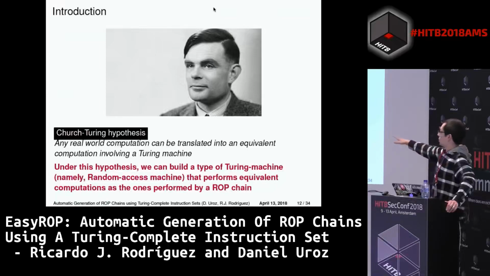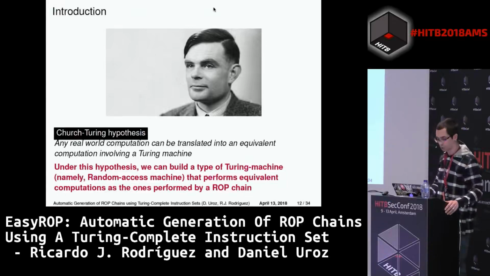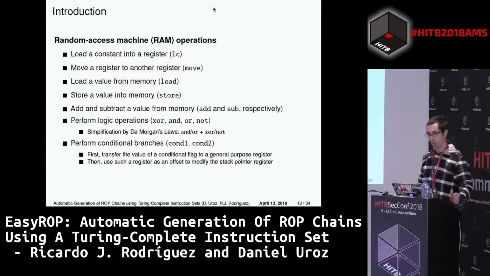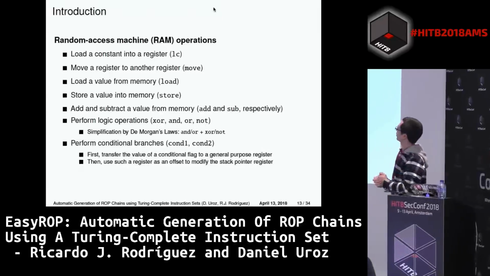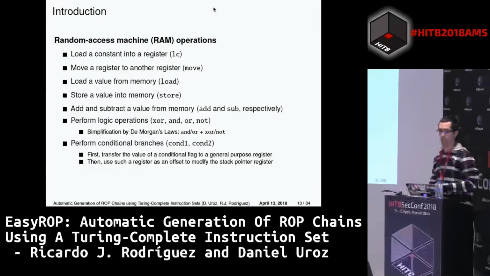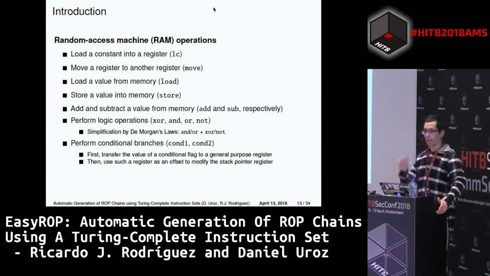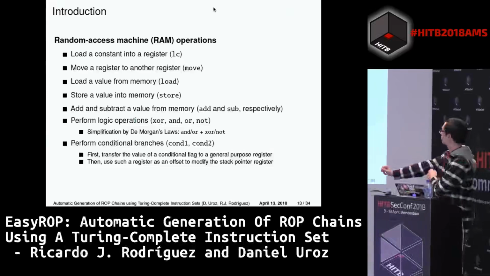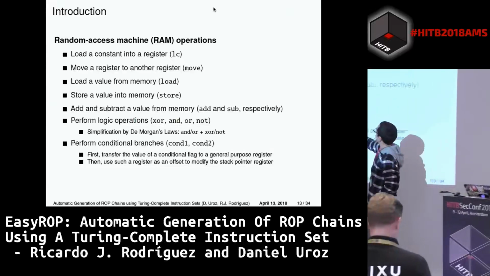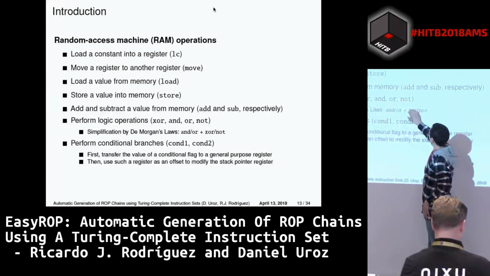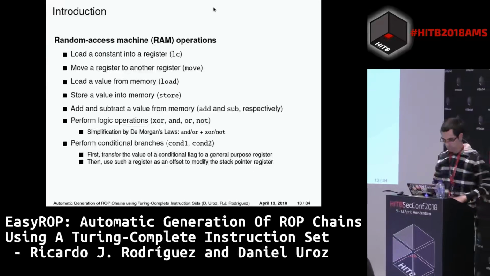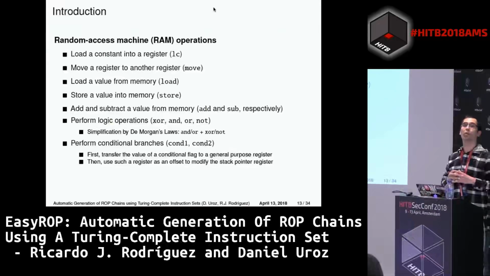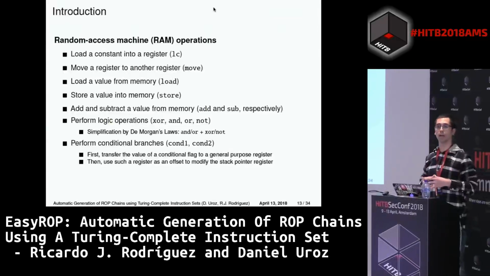We can build a type of Turing machine. More specifically, it's a random access machine that performs equivalent computation to the ones performed by a ROP machine. So what are the operations in a random access machine? They are just these ones: load a constant into a register, move a register to another register, load a value from memory, store a value into memory, add and subtract, and the logic operations. Okay. By the way, by De Morgan's laws, we only need one of this set plus another one of this set. Okay, and also we need to perform conditional branches.